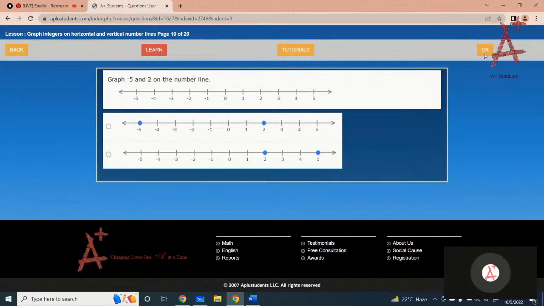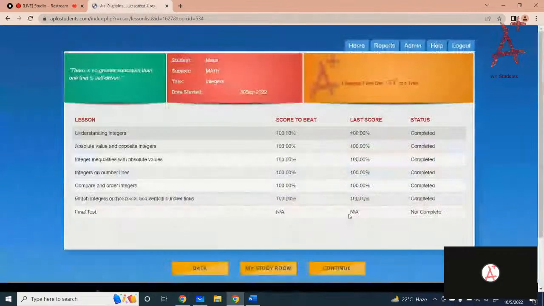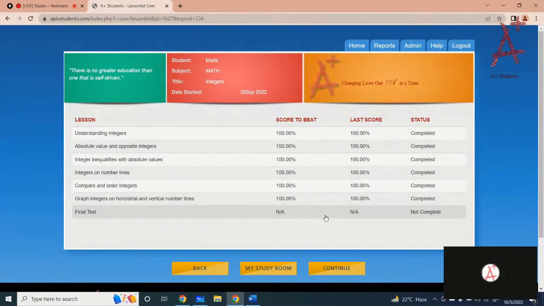So you can complete the rest later today. I'm moving on to the next topic. Just click on the back button so that we can move on to the next topic. Got it? Okay, the next one is the final test for the topic. So let's start with the final test.